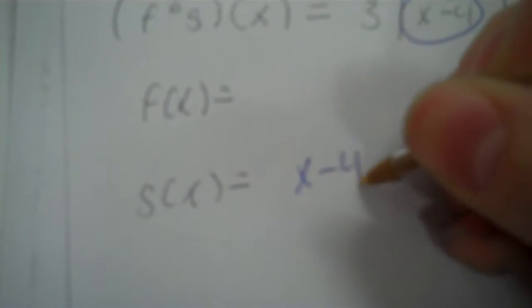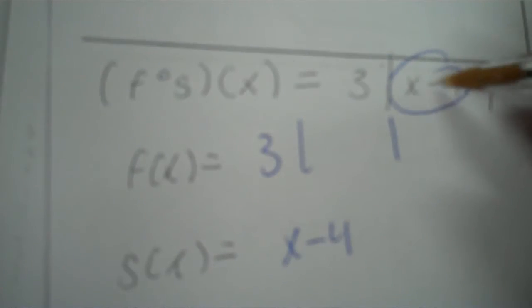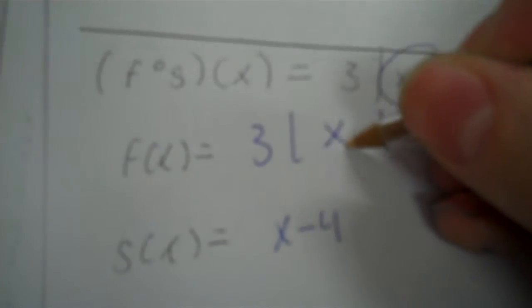Okay, f of g of x equals 3 times the absolute value of x minus 4, and then f of x and g of x. So we have our x minus 4, and you've got 3 times the absolute value, but instead of x minus 4, you're just going to put x.